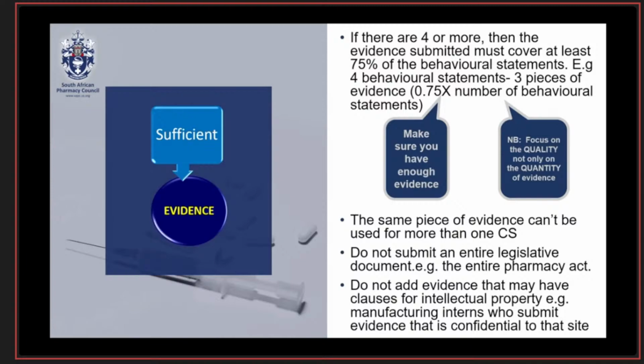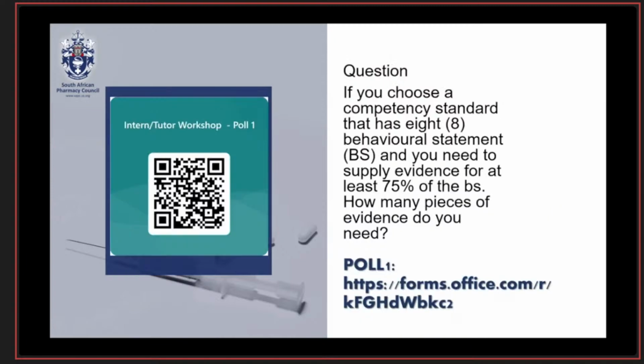There should be sufficient pieces of evidence or documents to show that you have achieved the behavior or the skill. And it's very important, it's not about the quantity of the evidence. It's not how many documents you've included, it's the quality. So as I said, one piece of evidence can relate to more than one behavioral statement. So carefully think about what you are going to submit. Make sure that it's enough to show that you've gained a skill, and make sure that you address at least 75% of the behavioral statements.